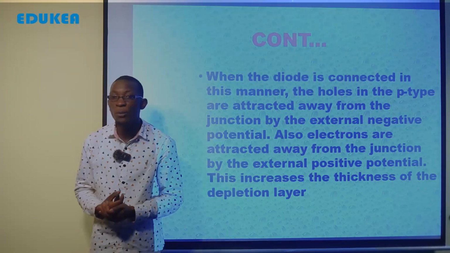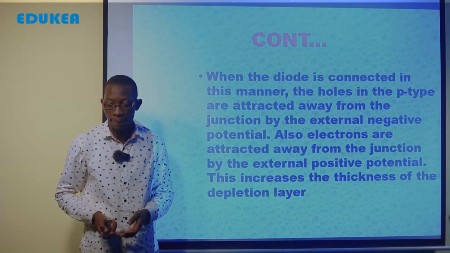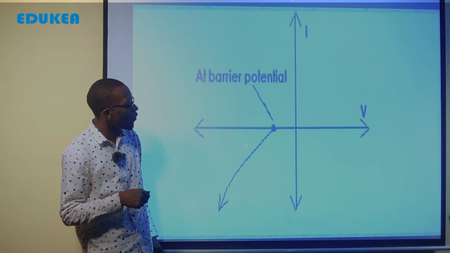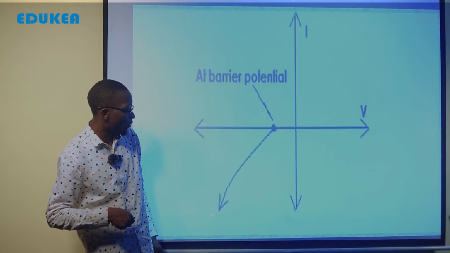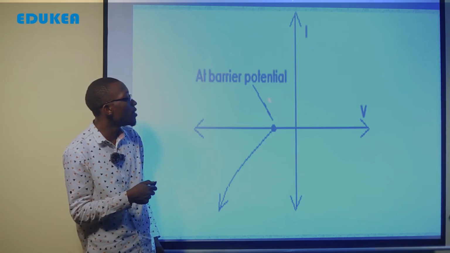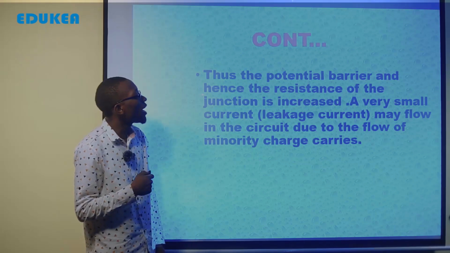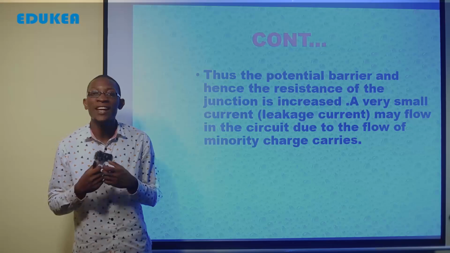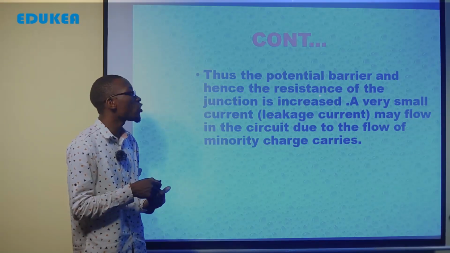Okay? So here you can see is the graph of current versus voltage. Kwa mantiki hiyo graph yetu inaenda hivi, inashuka chini pap, na hii tunaita ni potential barrier. So thus the potential barrier and the resistance of junction is increased. Kwamba tukifanya ile PN junction iwe reverse biased, tuna maana kwamba potential barrier and the resistance of a junction is increased. Kwamba resistance kwenye junction inaongezeka.